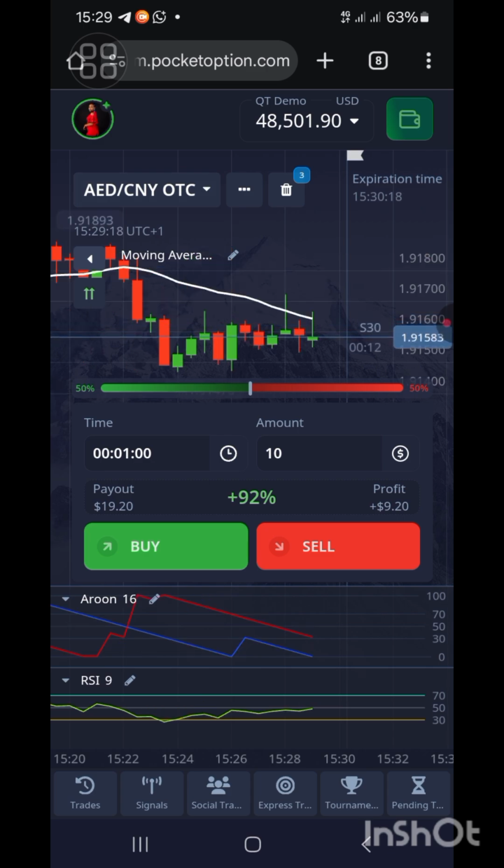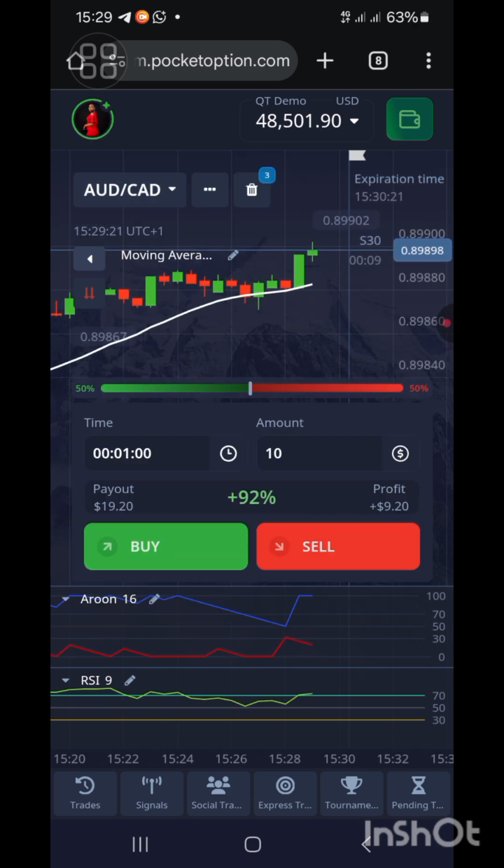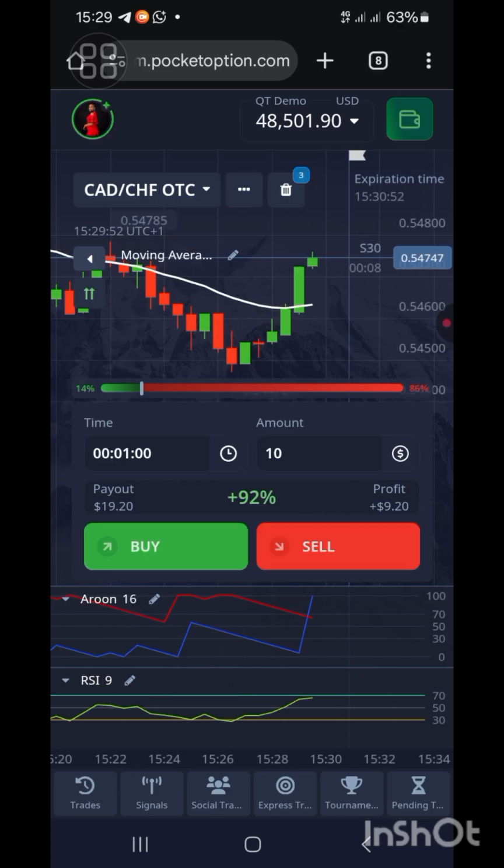Once we see a good setup, I'm going to explain it exactly the way it is. We've missed this one, but let's see. We're going to trade on it. After this candle closes, we'll take it.